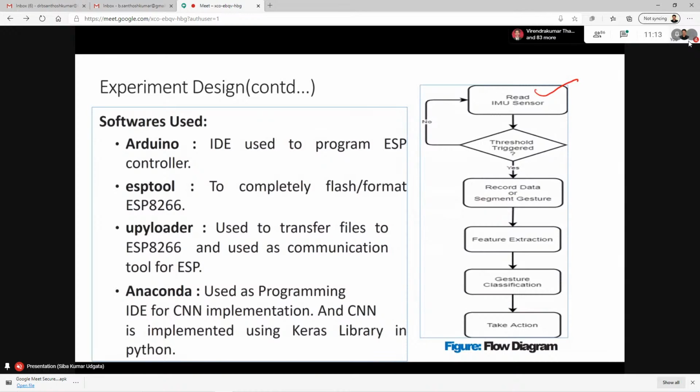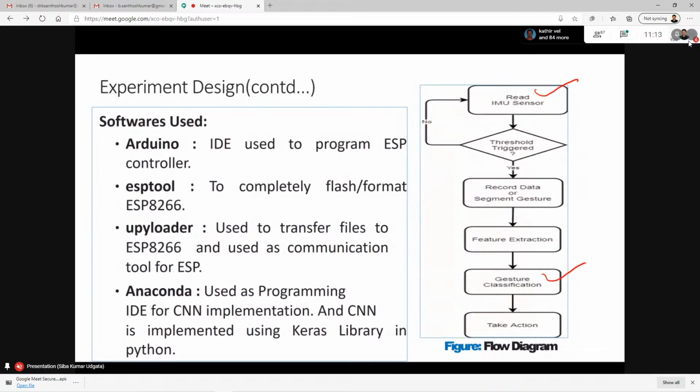Now, what you do is read the IMU sensor part, look at the flowchart here, so you get the X, Y, Z direction. Then you find out that the hand is now moving, so the threshold is triggered, right? And then you record the data and segment gestures. Then you try to find out the classification, what type of gesture it is.